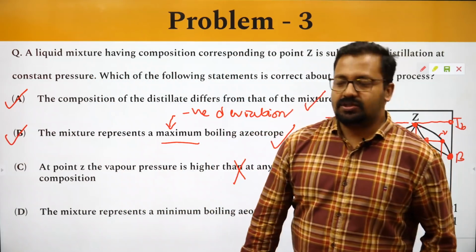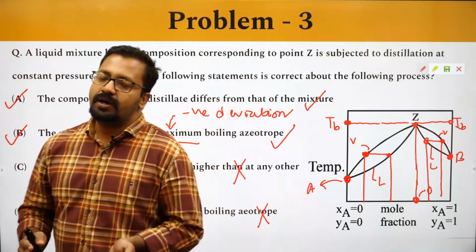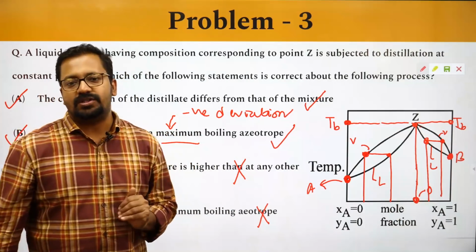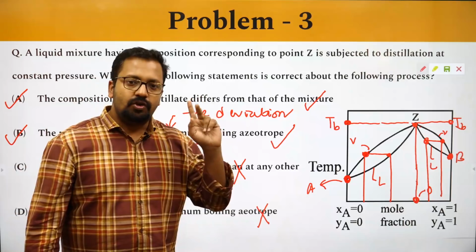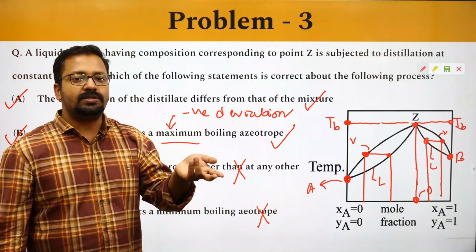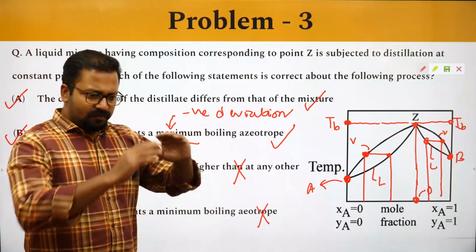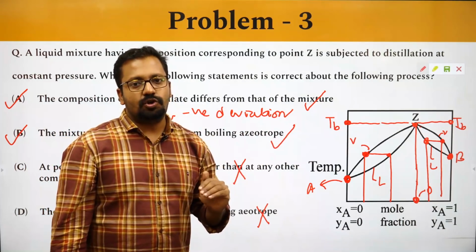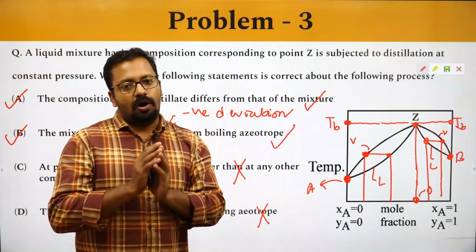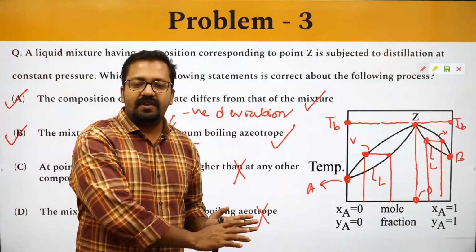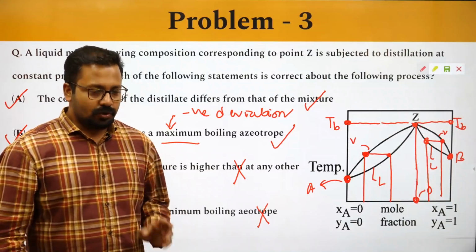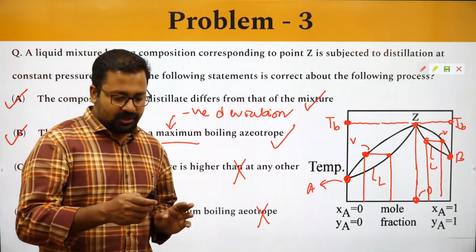This question is not very straightforward, but not very difficult to understand as well. You will not be given very difficult questions on azeotropic mixtures. You'll be asked what type of solution it is, and through a graph you'd be asked to identify whether it represents maximum boiling azeotrope, minimum boiling azeotrope, or whether it represents positive deviation or negative deviation. That's it. Okay, so let's move on to the next question.